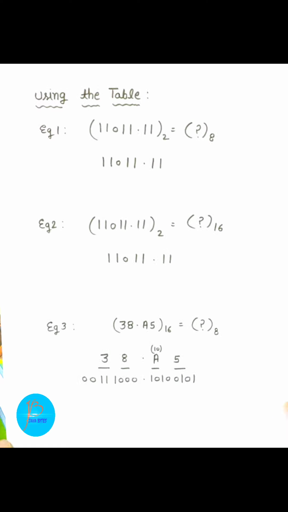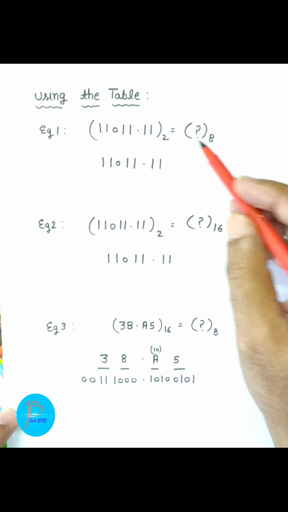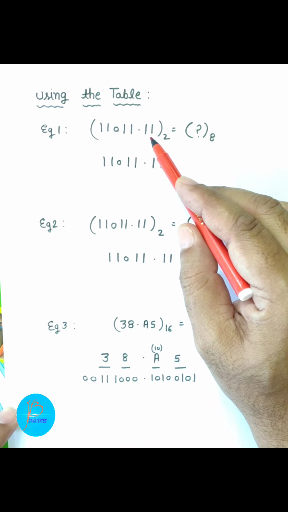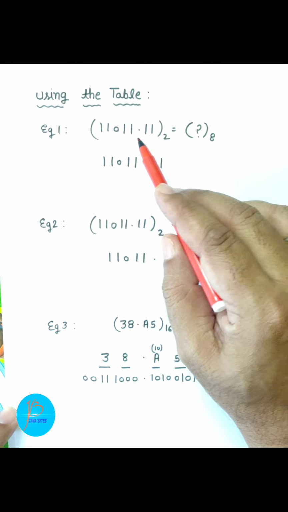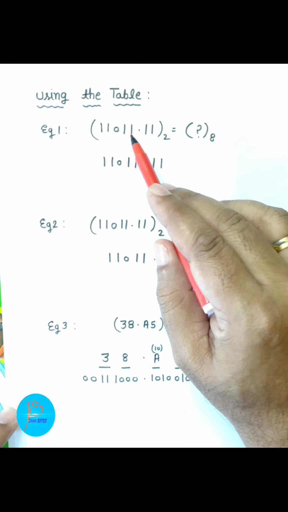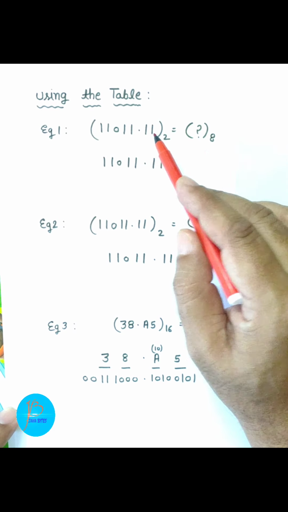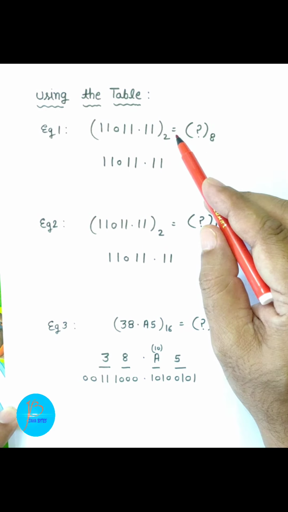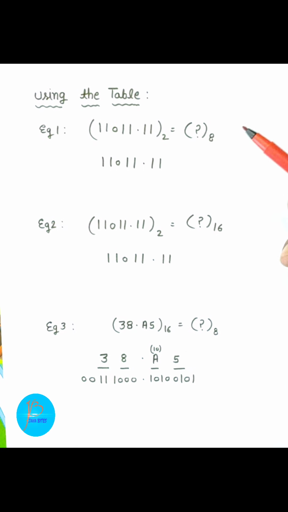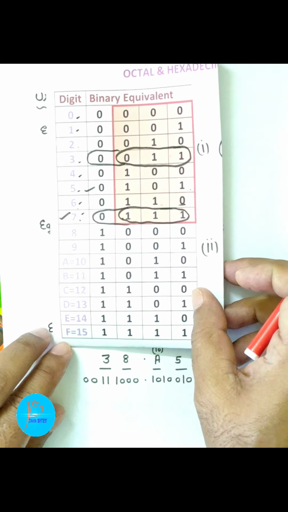Look at the sheet now. In this sheet, children, we are taking some examples for this purpose. So now look at the first example. The same number we have chosen, the one on which we were working previously, 11011.11. And we have to find its octal equivalent. We are going to make use of the table that we have already learned in the previous classes.